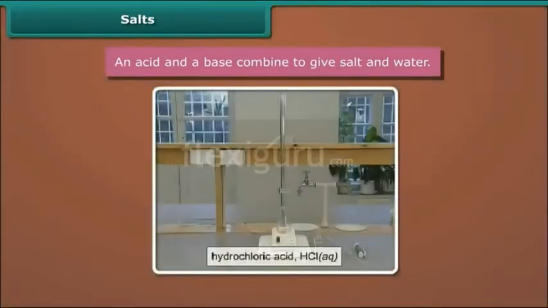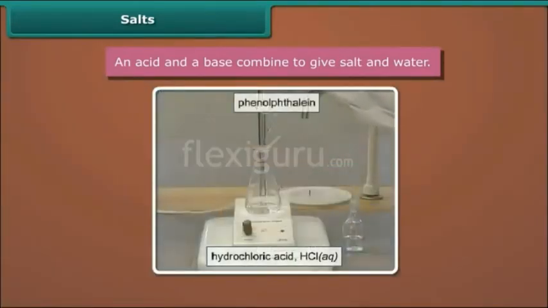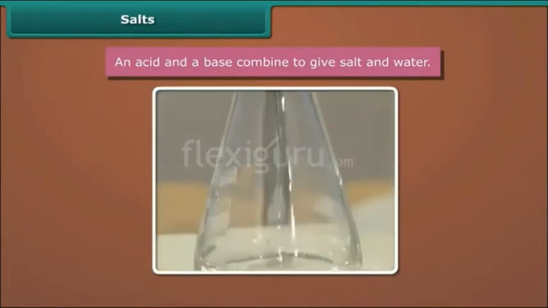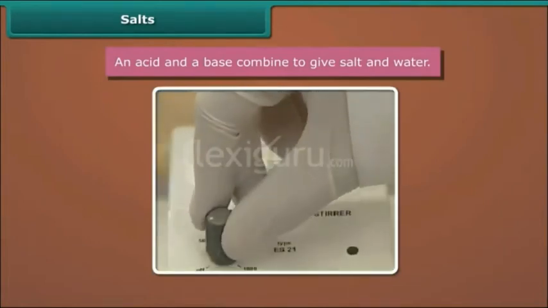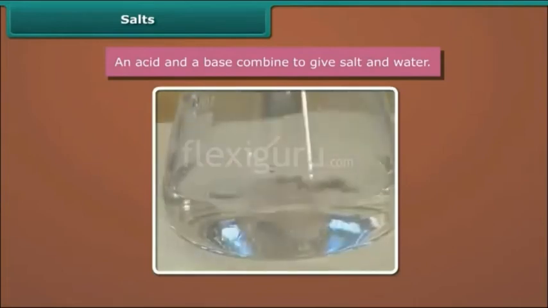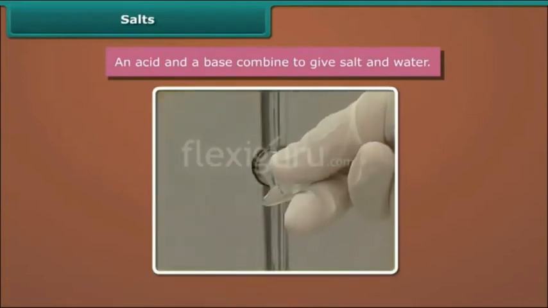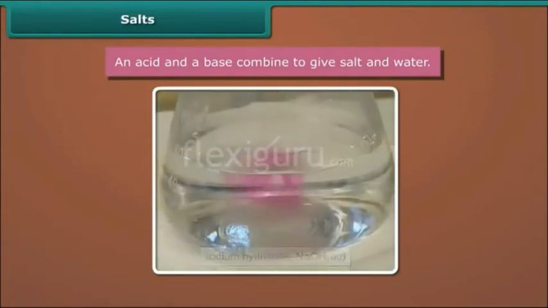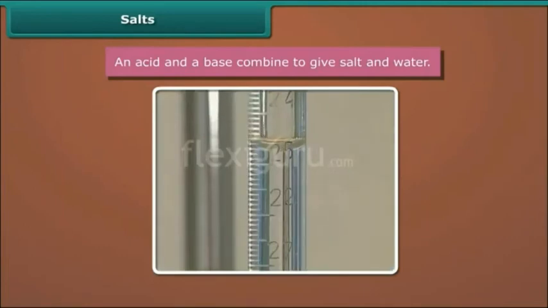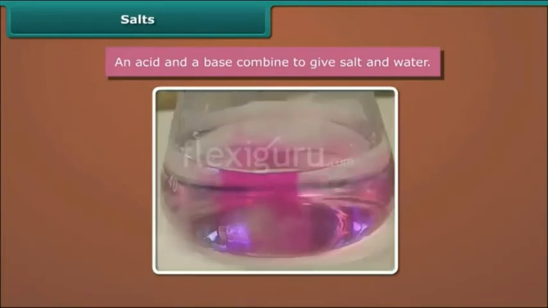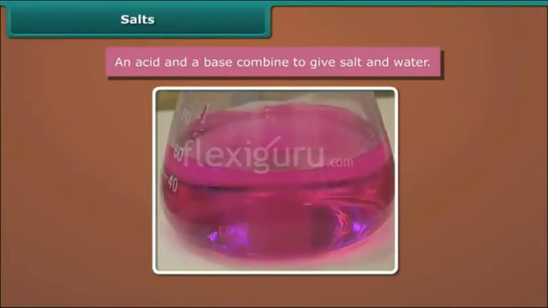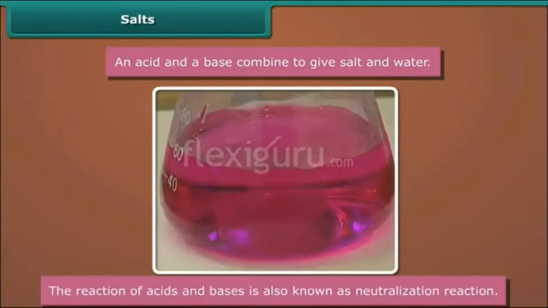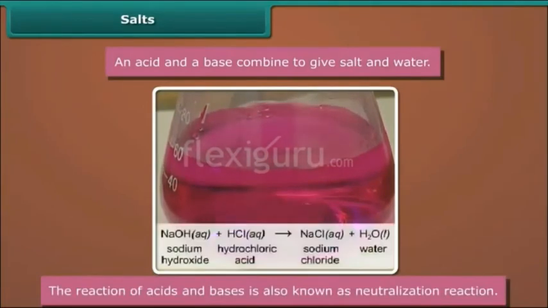Let's do the following experiment. Add some phenolphthalein to dilute hydrochloric acid. The indicator remains colorless in the acidic solution. Now we add a solution of sodium hydroxide in small portions. At a certain point, the indicator changes color, which means that the acid is completely neutralized by the sodium hydroxide and some excess hydroxide ions are present in the solution. The reaction produces salt, sodium chloride, and water. The reaction of acids and bases is also known as a neutralization reaction.